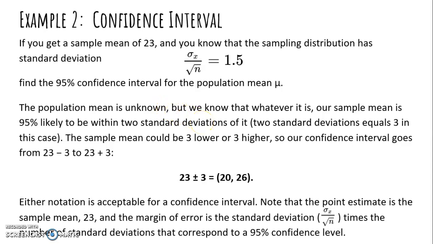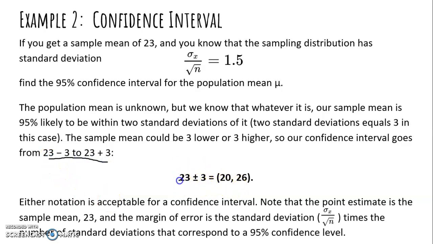But we do know that whatever it is, our sample mean is 95% likely to be within 2 standard deviations of it. So 2 standard deviations equals 3 in this case, because 1 standard deviation is 1.5, 2 would be 3. So if we took our point estimate, which is our sample mean of 23, and we subtract 3, we get 20. If we add 3, we get 26. So our confidence interval, to estimate the mean, would say that the mean is anywhere between 20 and 26.